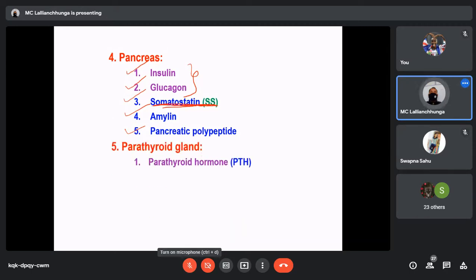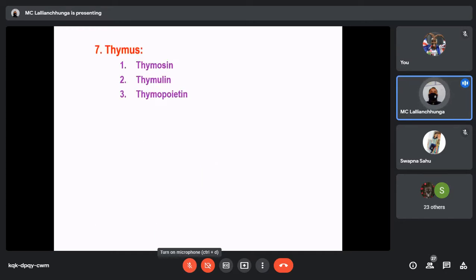What about parathyroid gland? Parathyroid glands are 4 in number. You know that they are attached to the thyroid gland only. So it is producing one hormone which is known as parathyroid hormone or PTH. This is also a peptide hormone. Another peptide hormone from the thyroid gland is calcitonin. Just now I told you that thyroid gland is producing two thyroid hormones, thyroxine and triiodothyronine. They are very important, but they are not peptide hormones. Okay, only calcitonin is the peptide hormone from the thyroid gland. Okay, next, thymus. In the thymus, thymosin, thymulin, thymopoietin are there.